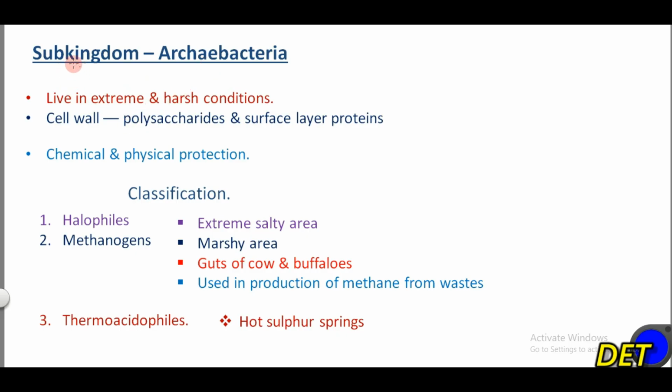A major feature of the subkingdom Archaebacteria is that the organisms here are capable of living in extreme and harsh conditions, right? And like I mentioned before, their cell wall is rigid because it is made up of pseudopeptidoglycan, and this is composed of polysaccharides and an S layer protein, right? The surface layer protein also offers them chemical and physical protection, right?